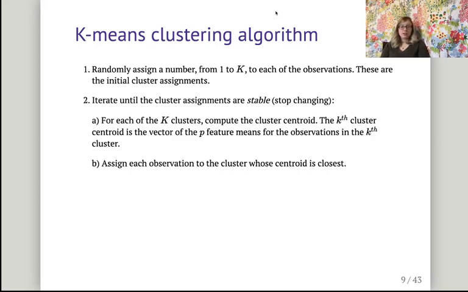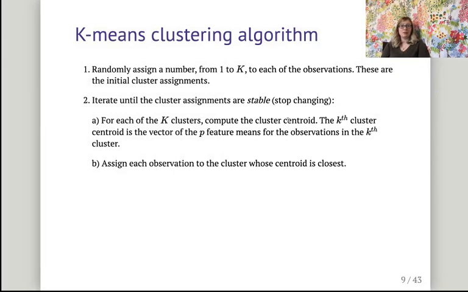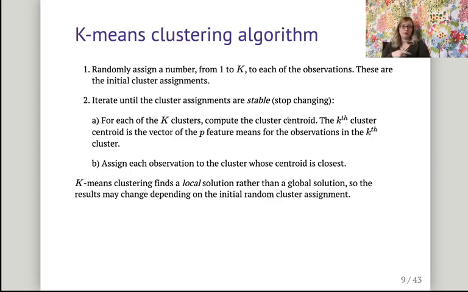For each of the k clusters, we'll compute the center of the cluster, or the cluster centroid, so we'll find the middle point in the cluster. We'll then reassign each observation to the cluster whose centroid is closest, and repeat, and we'll keep iterating through this process until our assignments don't change. Now, k-means clustering finds a local solution, so this isn't a global assignment. What that means is that depending on where we put those initial random clusters, the results are going to change.